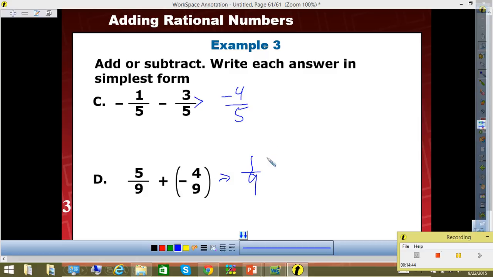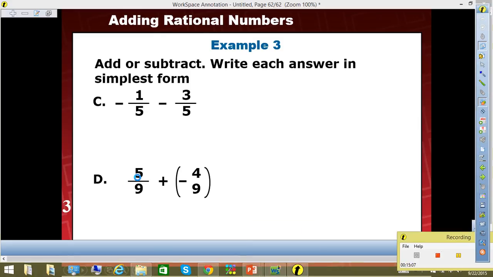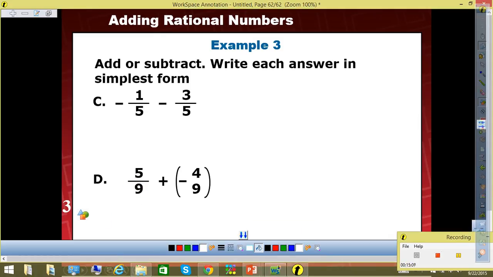Okay? So, pens down, eyes up here. Check this out. Pens down. Pay attention, please. Here we go. I'm going to use now area models for this. I'm going to draw a rectangle for this fraction, and a rectangle for this fraction.